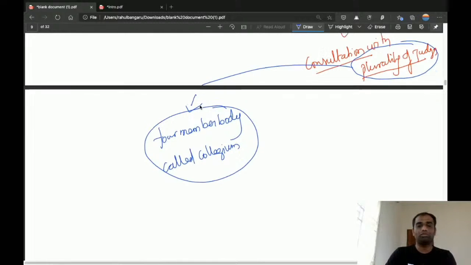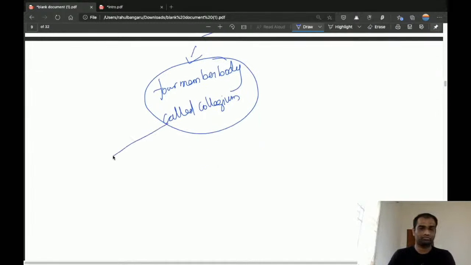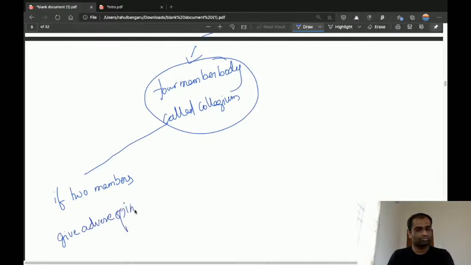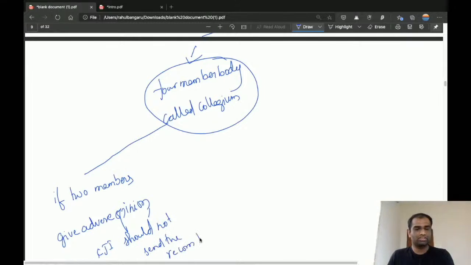Okay, now in this 4-member body, this collegium, if two members give an adverse opinion, the Chief Justice of India should not send the recommendation to the government. Within this 4-member body, even if two judges are giving their adverse opinion, if two judges are not satisfied with this appointment, if they feel that he is not qualified enough to become a Supreme Court judge, then the Chief Justice of India will not send this recommendation to the President.